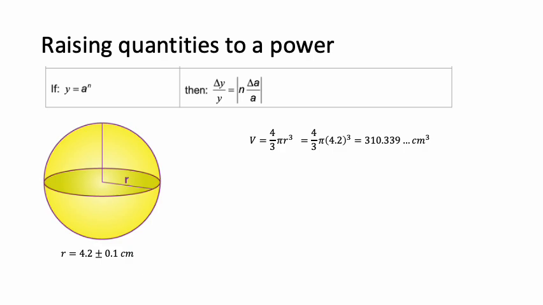So what about the uncertainty? Well, all I have to do is take the fractional uncertainty in r, so that's 0.1 divided by 4.2, but I need to multiply it by 3 because the r is cubed. So delta V over V is 3 times delta r over r. Where has this times 3 come from? It's come from the power here.